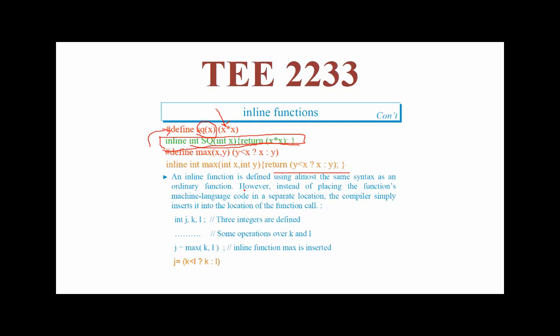So how do you use an inline function? An inline function is defined using almost the same syntax as an ordinary function. However, instead of placing the function's machine language code in a separate location, the compiler simply inserts it into the location of the function call, right? So if you say J is got marks that, it just comes and inserts the inline function that you have already created.